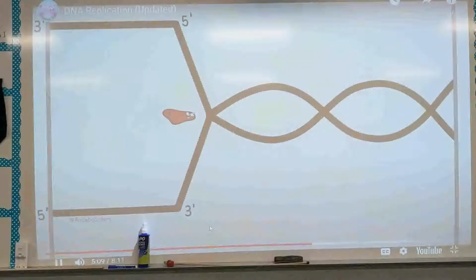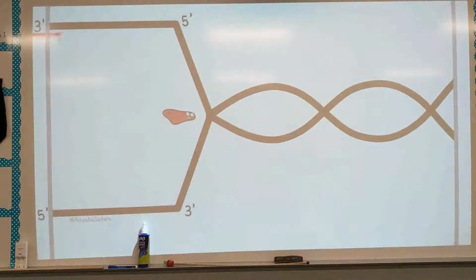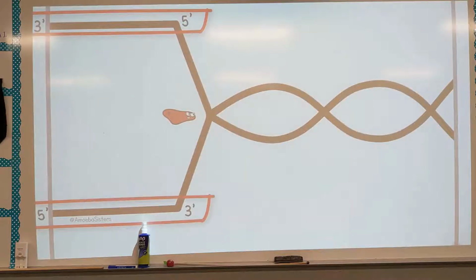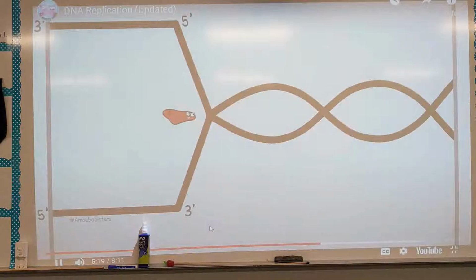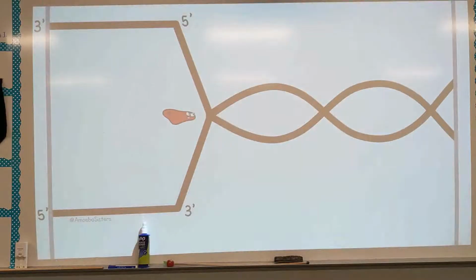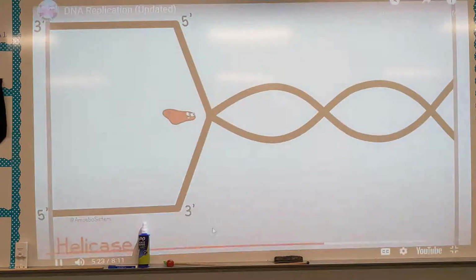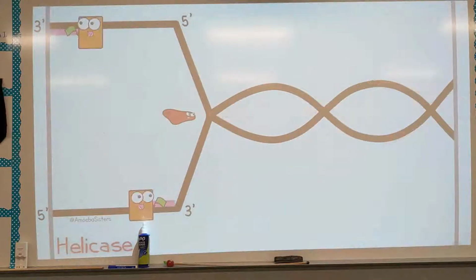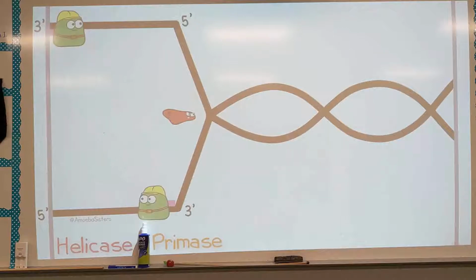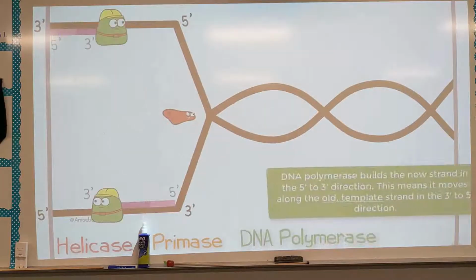In this image, I labeled the top original strand 3' to 5'. I labeled this bottom original strand 5' to 3'. That's the original DNA that is going to be replicated. DNA is unwinding here thanks to helicase. In this example, it will keep unwinding in this direction. Primase places primers. DNA polymerase is building the new strands.